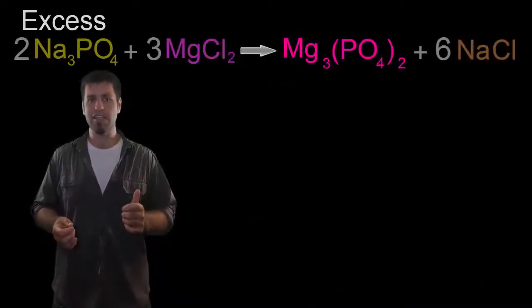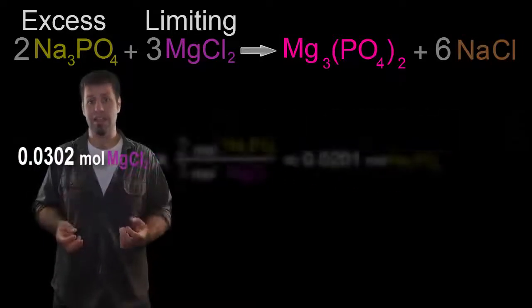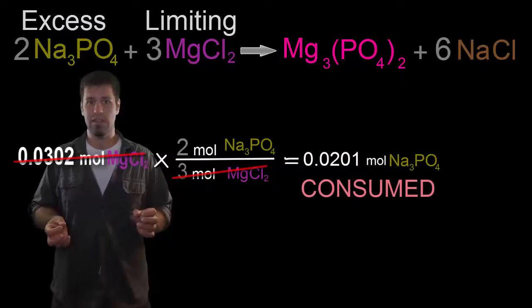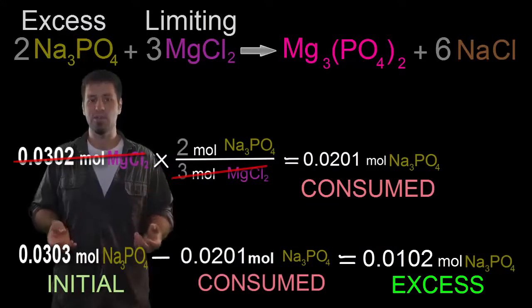Now, back to the excess reactant. If you need to know how much excess reactant remains, use moles of the limiting reactant to find moles of the excess reactant that were used. Subtract the moles that were used from the moles you were given to find the remaining moles of excess reactant.